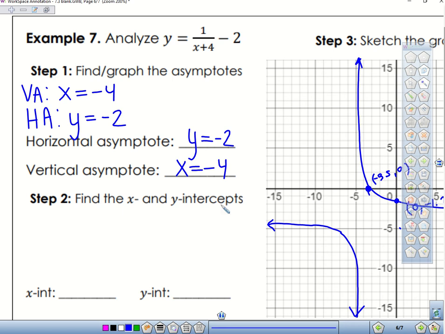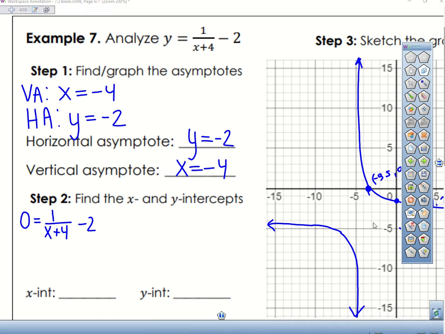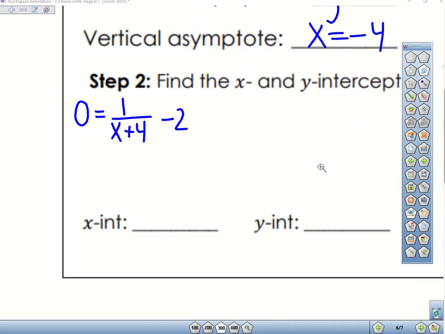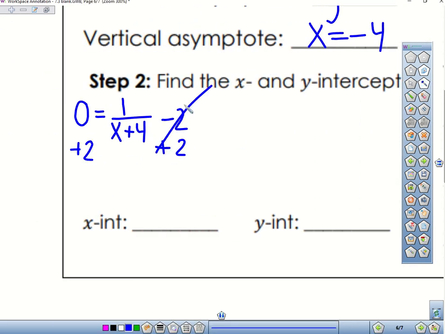And now we're going to go about finding the x and y intercepts. The way we can do this is by simply plugging in 0 for the opposite one. So 0 equals 1 over x plus 4, minus 2. And then we want to solve this. The way I would recommend solving this is to add 2 to both sides. That's going to be 2 over 1 is equal to 1 over x plus 4. I just put it over 1 to make it into a fraction.